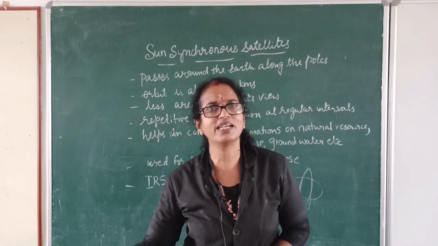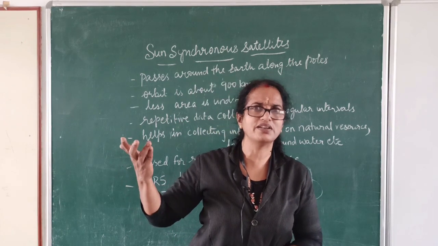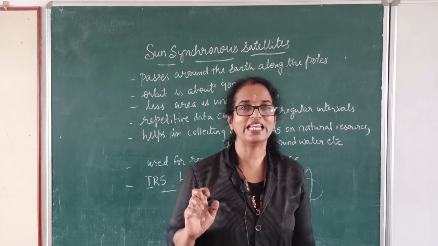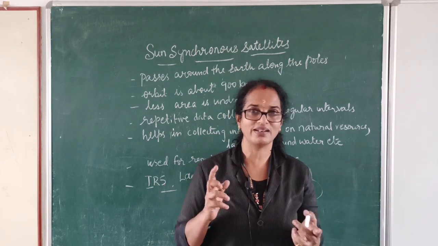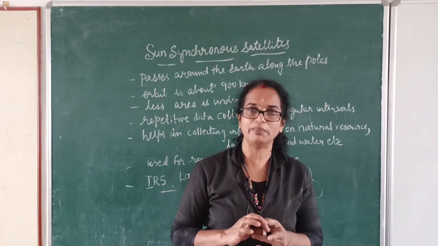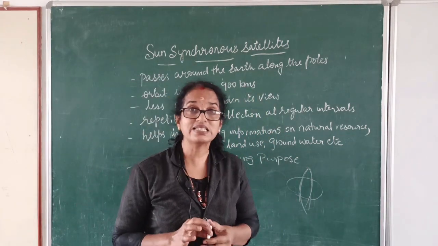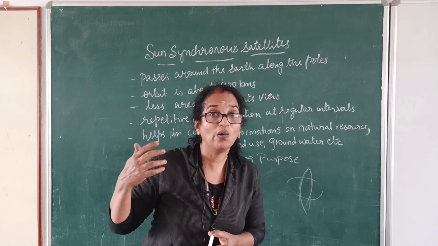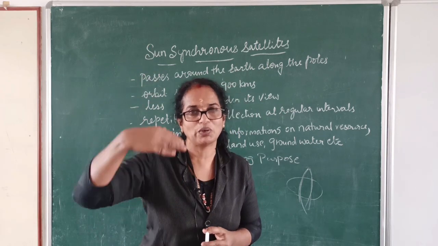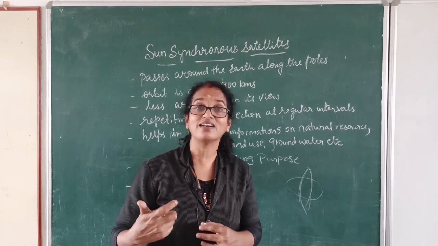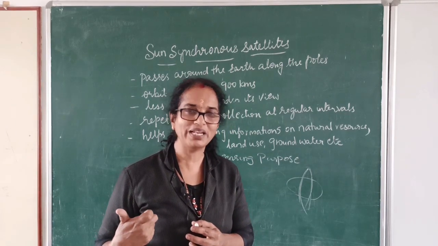Here, at 900 kilometers away from the earth surface, less area only will be coming under its view. Very less area only will be coming under its view. Now what happens is, the movement is along the pole, north pole, south pole, north pole, south pole, so repetitive data collection is possible. Are you getting it, children?